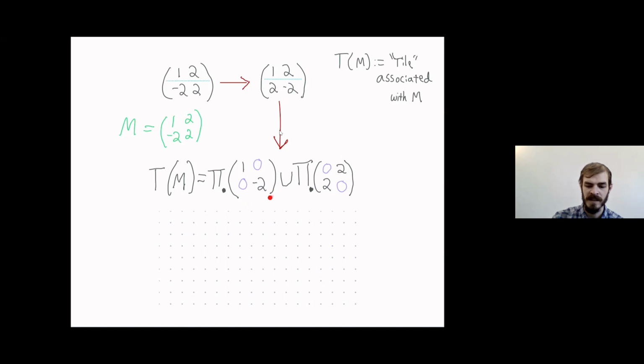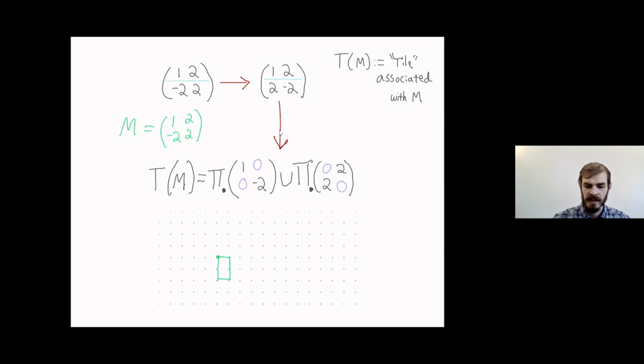We get these two different pieces, and I'm going to take their fundamental parallelepiped, in this case parallelogram, in this case I guess rectangle and square, and I'm going to call this the tile associated with M and write T of M. So for this particular example, let me just draw this one out. Let's say that this point is the origin. Then our first parallelepiped, we're going to go 1, 0, and 0, -2. So we get this rectangle.